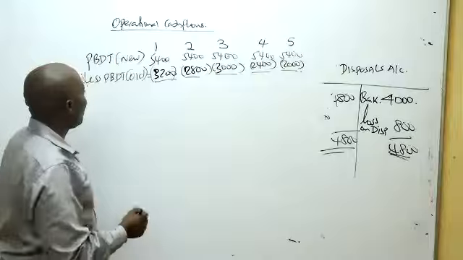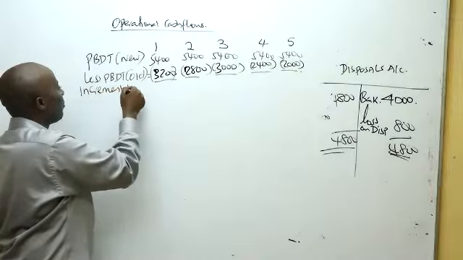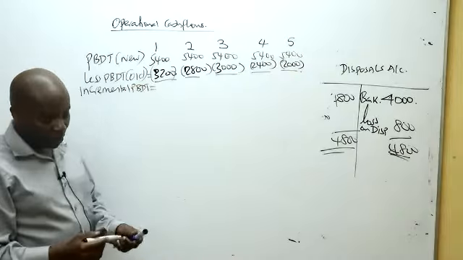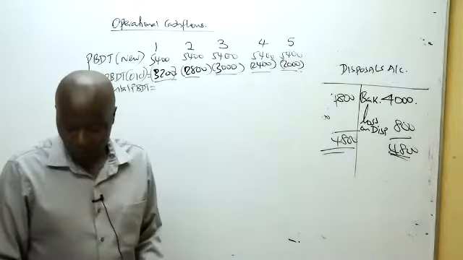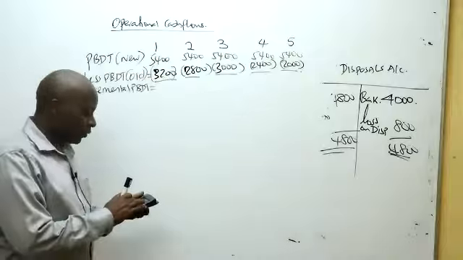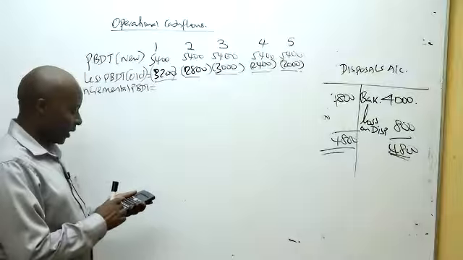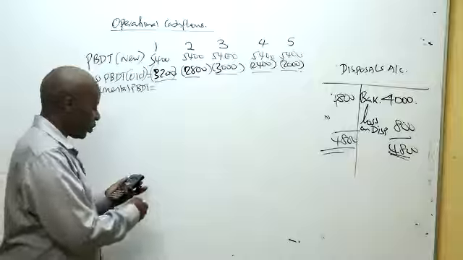Yeah, so give us the incremental profit before depreciation and tax. Profit before depreciation and the taxation. I hope you have your calculators. So the first one will be 5,400 minus 3,200, which gives us 2,200.